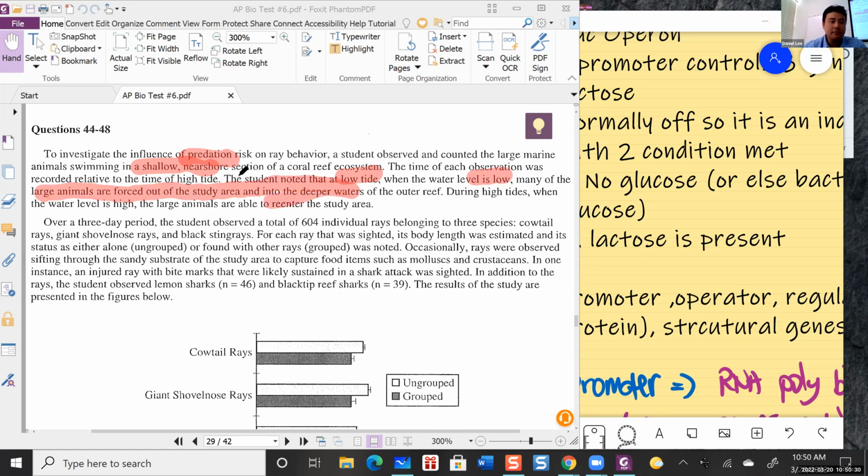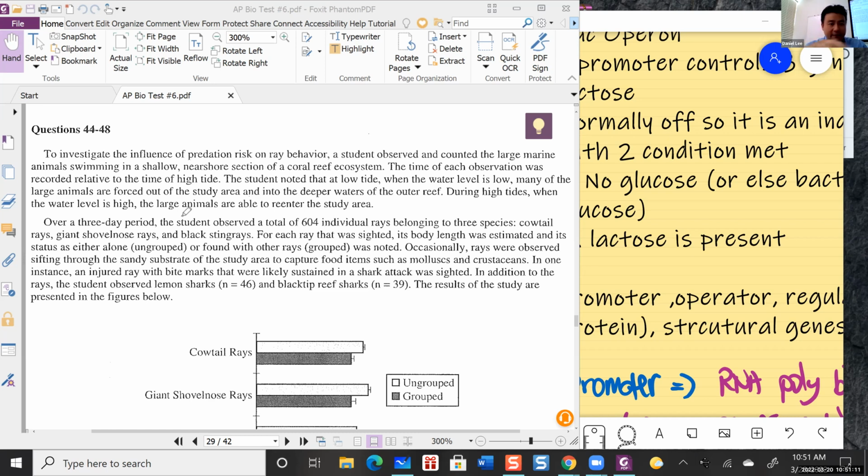That makes total sense. So when it's low tide, animals move to the deeper water. When it's high tide, animals move back. And our study area, right here we're told, is the shallow, near shore area, not low tide, the shallow area. That is our study area. Okay, all right. During high tides, when water levels are high, larger animals are able to enter the study area. So your study area is the low, shallow water section near the shore. Okay. Over the 3-day period, the student just sits there, puts a camera there, and watches and counts animals that came into the study area.